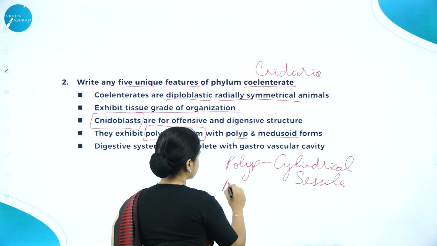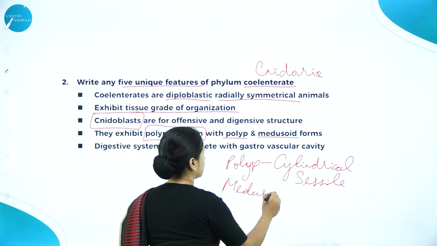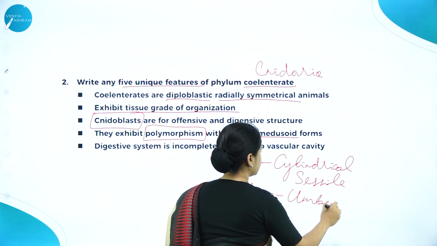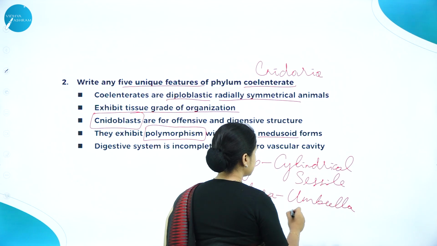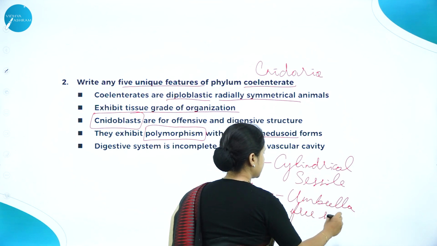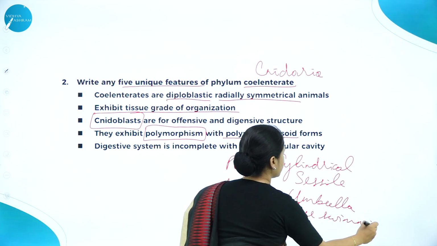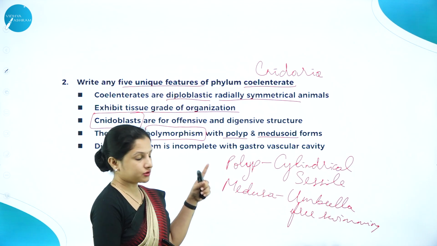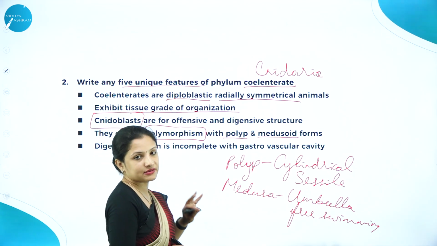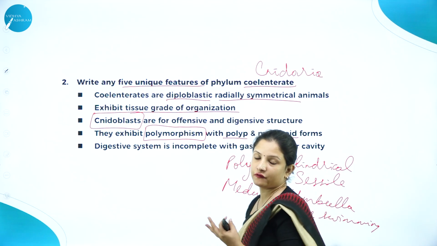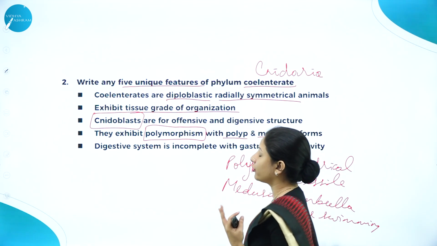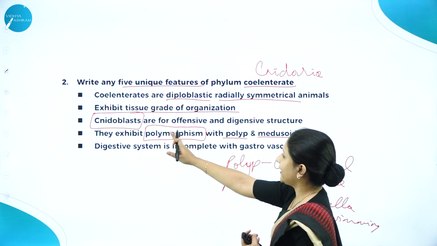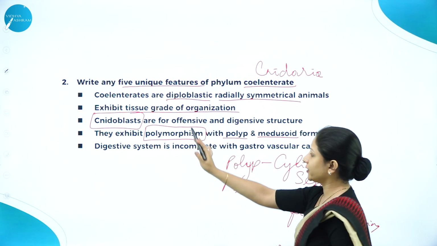Next, under the medusa form, it is umbrella shaped and free swimming. That is, it is motile, it can move from one place to another. So they exhibit dimorphism. Sometimes they stay as a polyp form and sometimes as a medusa form. For the medusa form, jellyfish or Aurelia is an example. You can write like this also. After writing this point, they exhibit polymorphism, writing this is also very important.